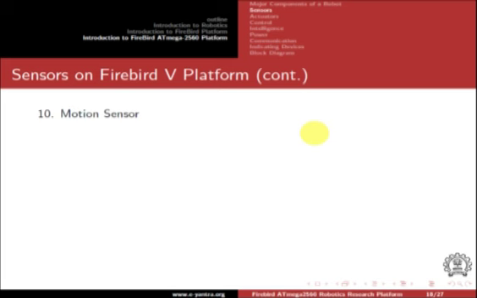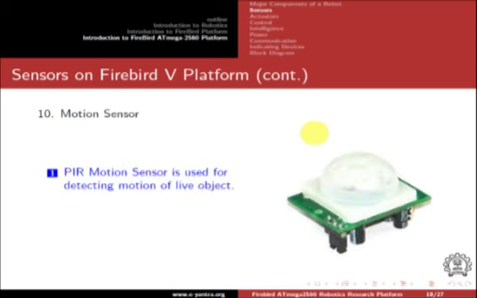Next we have motion sensors. This also is an add-on module and is not present on the Firebird platform. The passive infrared motion sensors are used for detecting live objects. These are found in places such as offices or washrooms where lights and fans are controlled depending on whether someone is present or not. These sensors can also be easily interfaced on the Firebird platform.